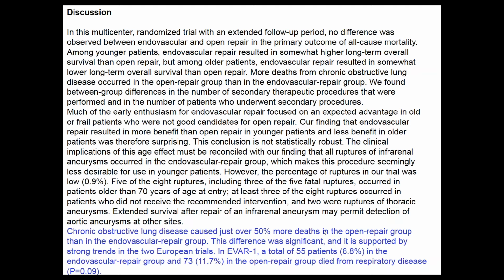They're all smokers, so they die of chronic lung disease, as was the case shown here, and this cause of death was also fairly common in the European trial.